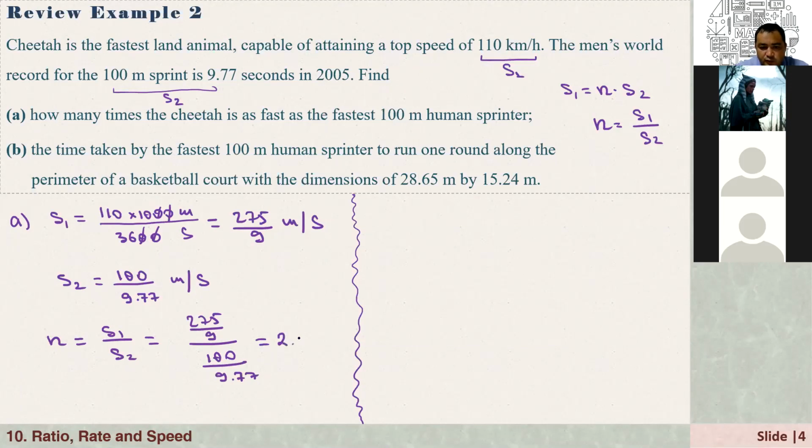So that is 2.99. The answer is 3 times. So the cheetah is 3 times as fast as this guy. Does it make sense? Maybe yes.